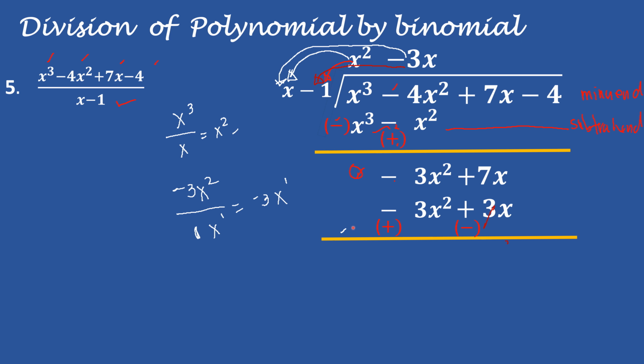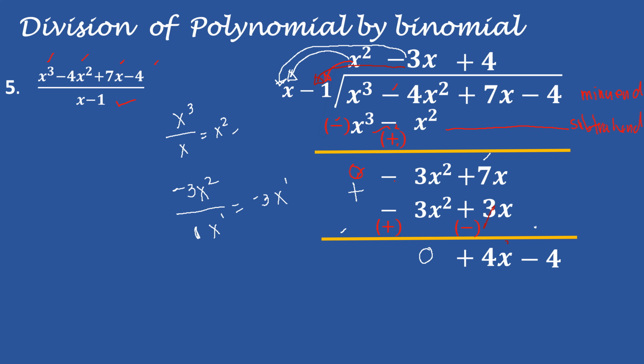Proceed in vertical addition. So how are we going to add them? This already gives us a 0. And the positive 7x and the negative 3x, we subtract them because they have different signs. So 7x minus 3x is positive 4x. And where did we get the positive? It is the sign of the bigger number. Then you bring down the last term of our dividend, it's negative 4.